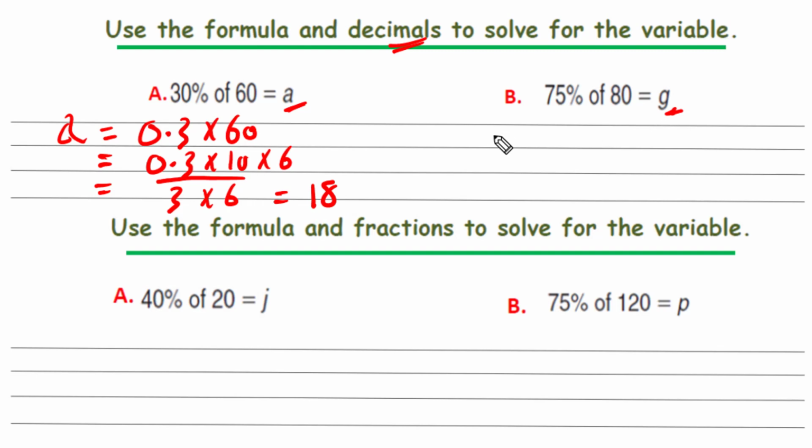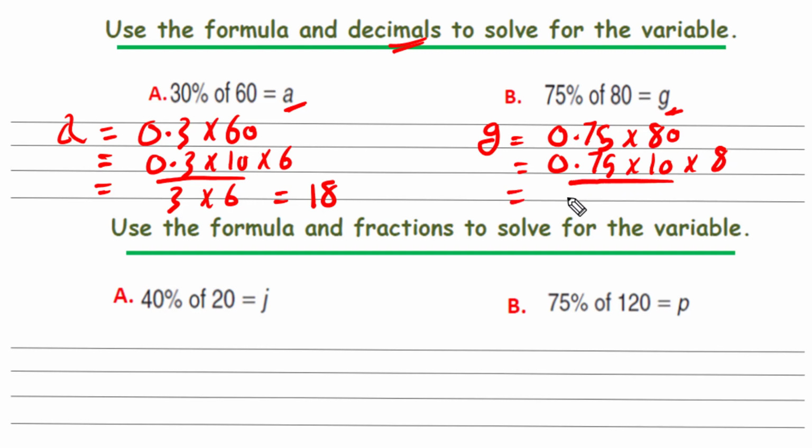By the same way, G equals 75% of 80. We can write it as 0.75 times 80. We can write 80 as 10 times 8. We can write it as 0.75 times 10 times 8. First, we will use associative property. We get 7.5 times 8. It's easy to multiply now.